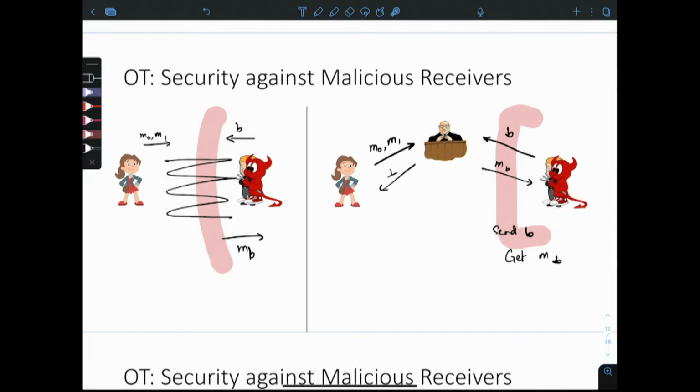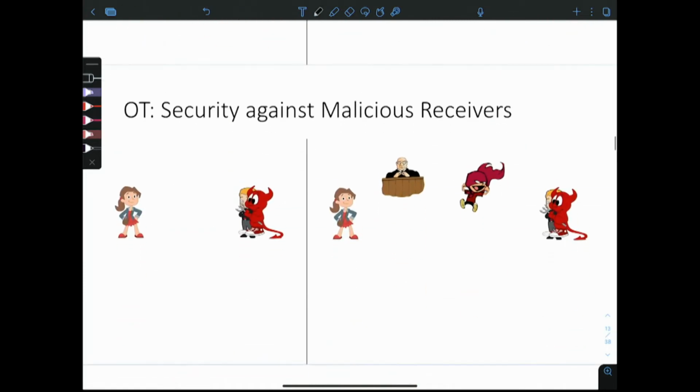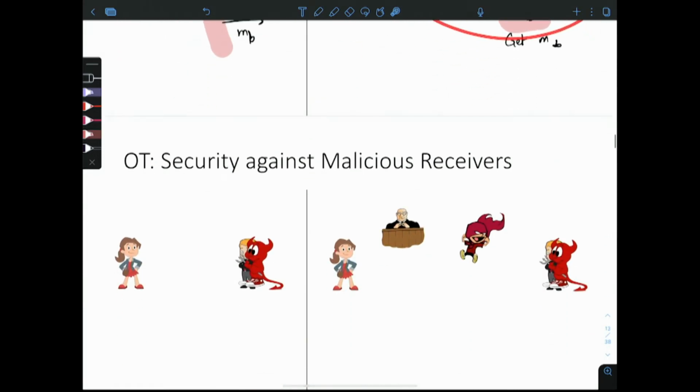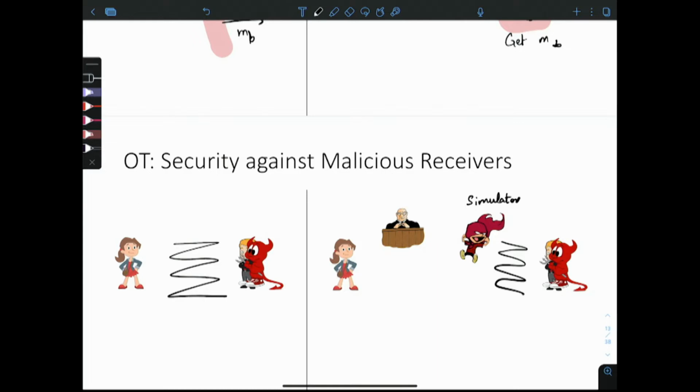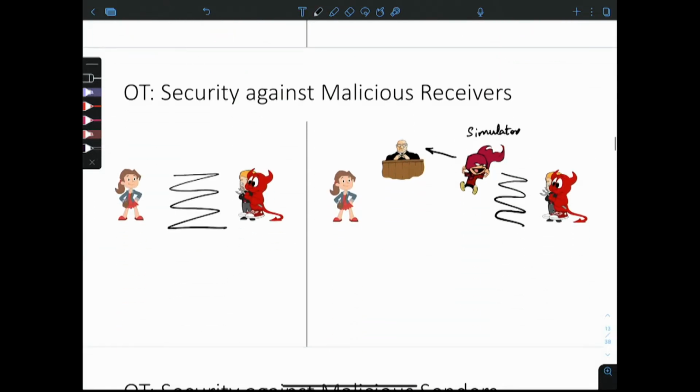So what that means is we need to define an interface between Bob and the ideal party. Note that the difference from above is that we're inserting this interface. This is typically called a simulator. The simulator's job is to make it appear to Bob as if he were interacting with Alice, and additionally make it appear to the ideal trusted functionality as if it were interacting with Bob. So the simulator is going to be the one sending B and getting back MB.